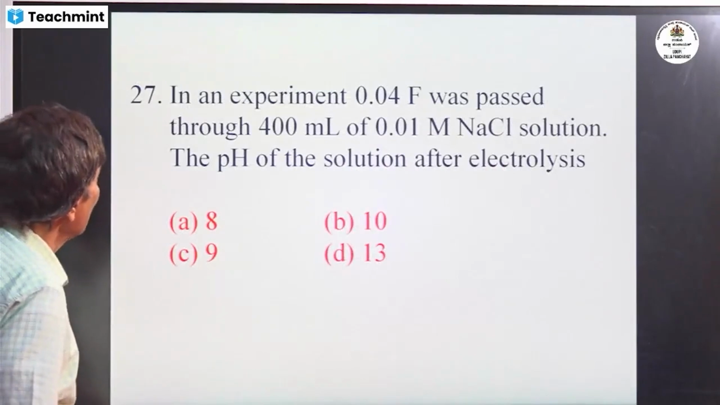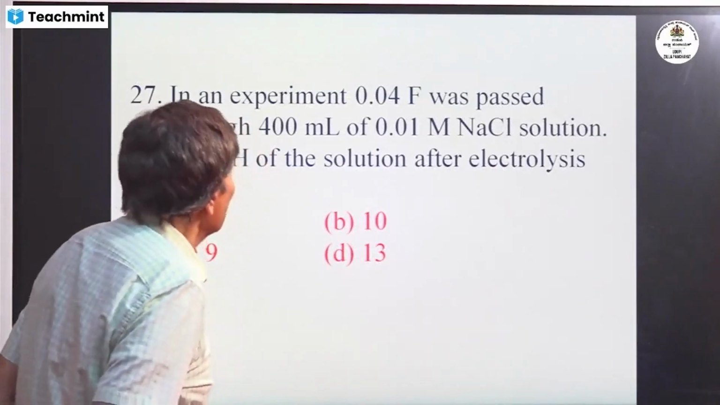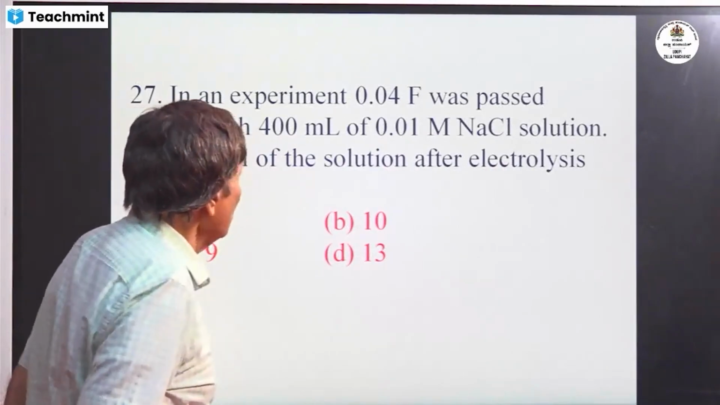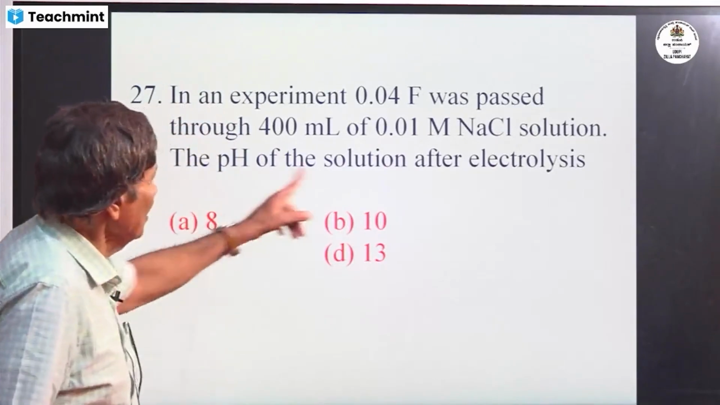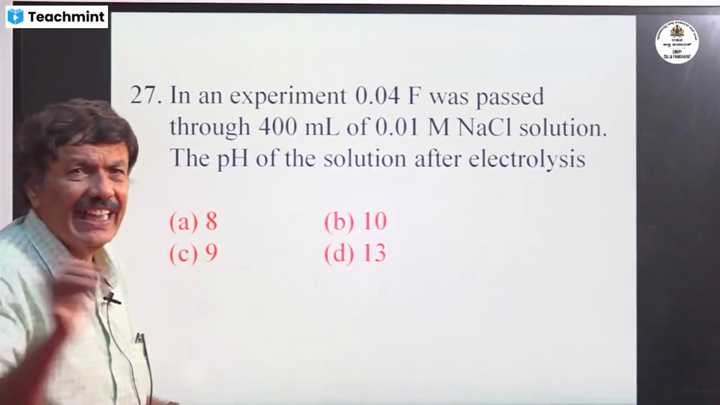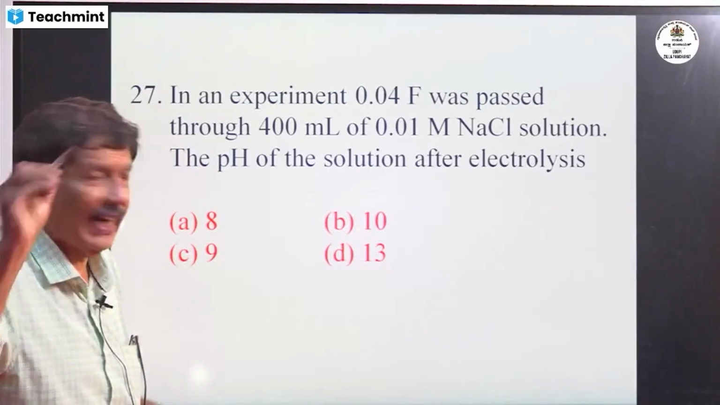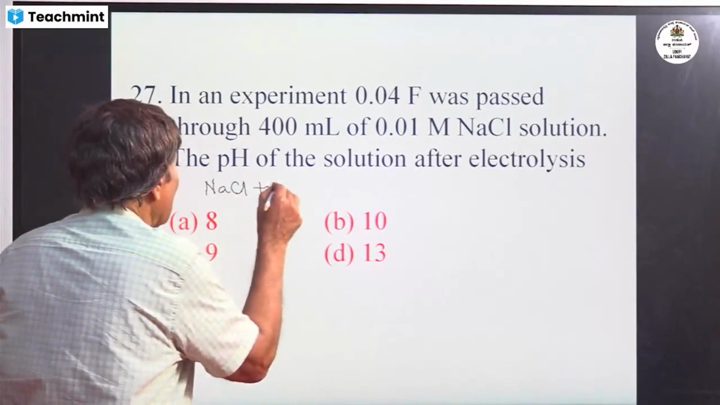In an experiment, 0.4 Faraday was passed through 400 ml of 0.01 M sodium chloride solution. Find the pH of the solution after the electrolysis. Let me write the net reaction involved in the electrolysis of aqueous sodium chloride: NaCl plus H2O.